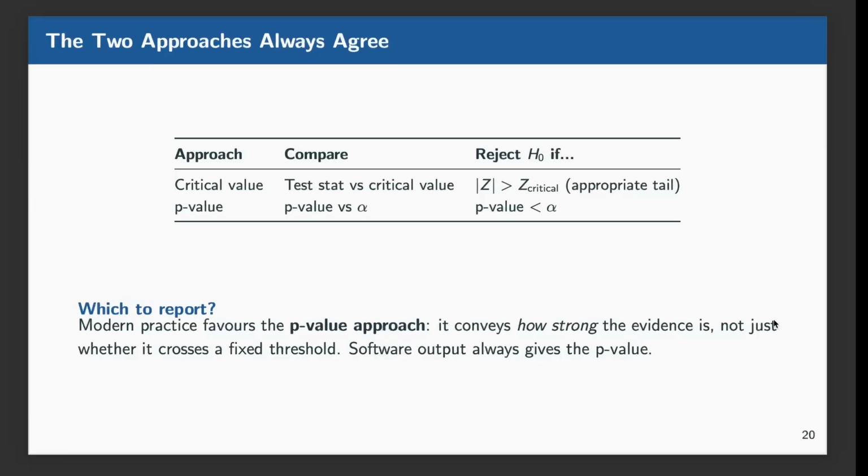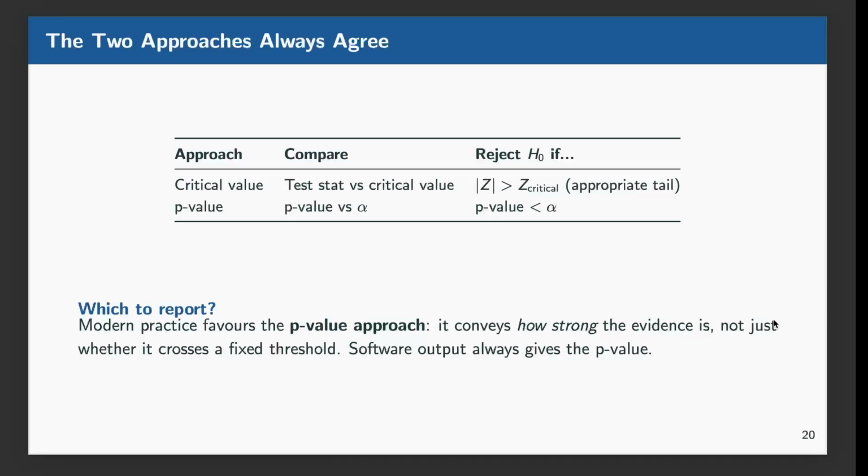This deserves to be stated explicitly and clearly. The critical value approach and the p-value approach will always agree with each other every single time for the same test run at the same alpha level. One approach compares your test statistic directly to a critical value. The other compares your p-value directly to alpha. Same underlying evidence, same final verdict, just different vocabulary describing it.